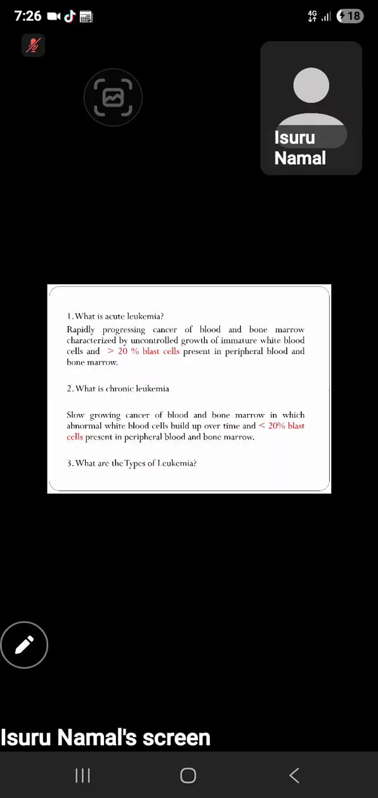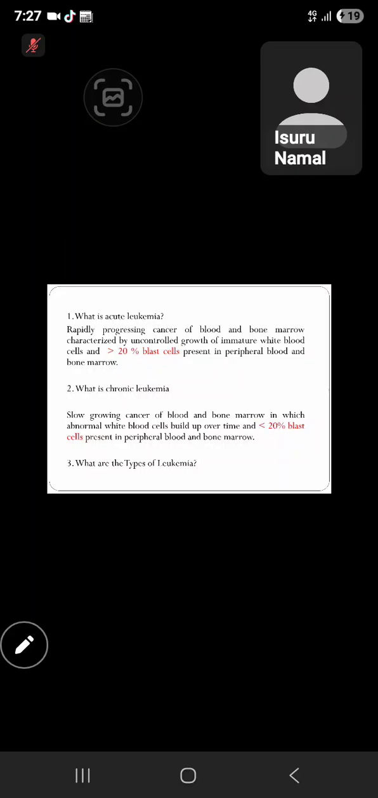That's a slow growing cancer in blood and bone marrow, and abnormal white blood cells build up over time. That takes time to develop this cancer, and your blast percentage is less than 20% in peripheral blood and bone marrow. That should be the remarkable point. Your blast percentage must be less than 20%. And I need to say another very important thing.